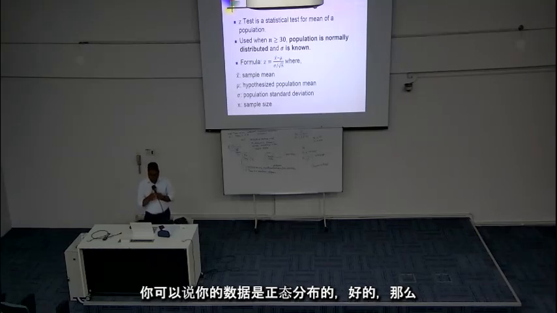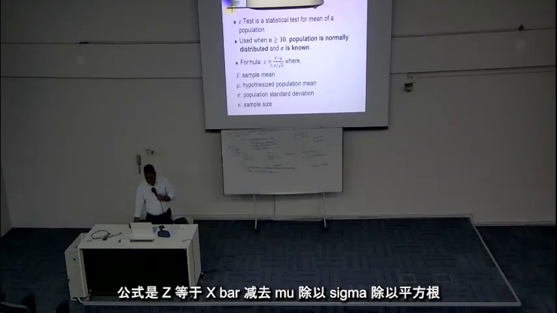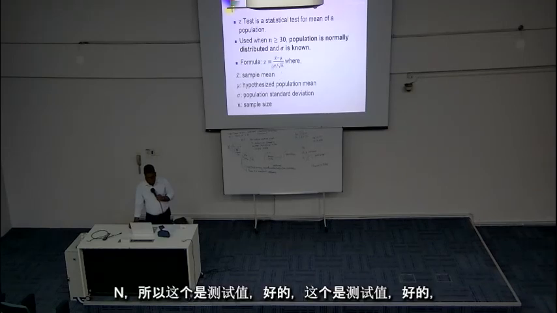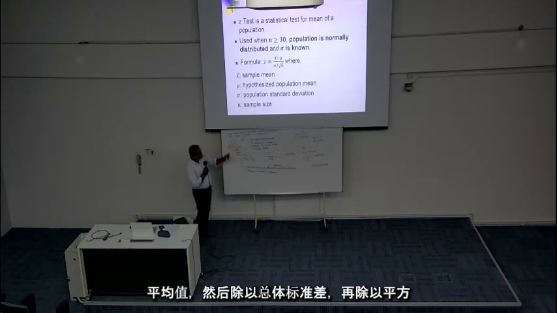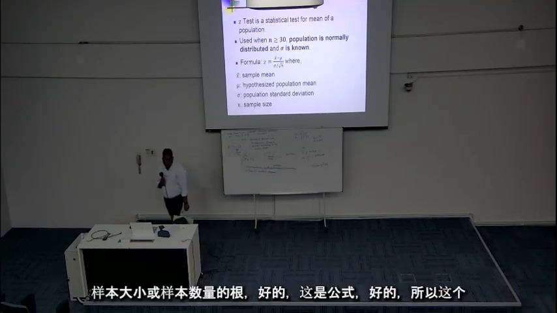Alright, so the formula is Z is equal to x bar minus mu, divided by sigma divided by the square root of n. This is the test value. Here x bar is the sample mean, mu is the hypothesized population mean, sigma is the population standard deviation, and n is the sample size. This is the formula.